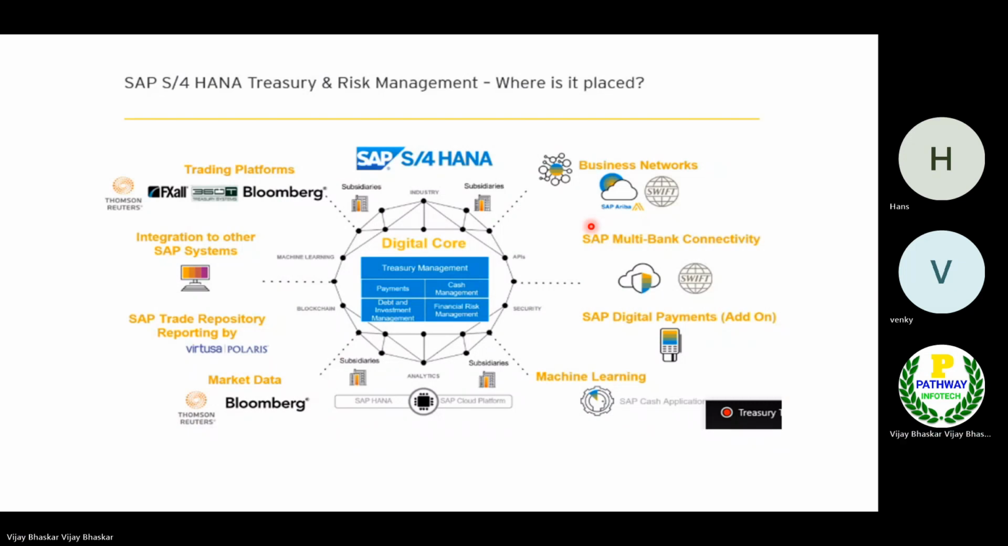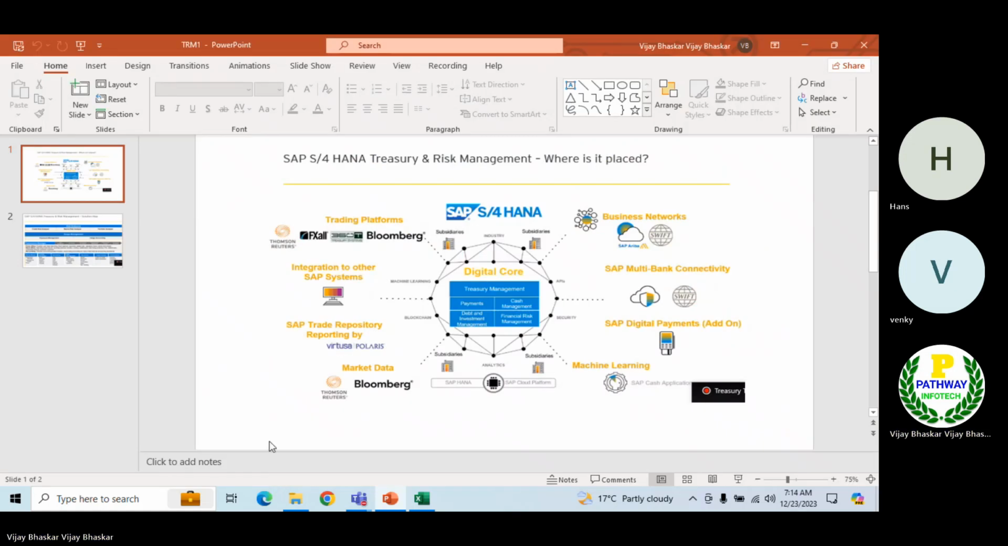Now, as we know, in finance we have the modules under finance: general ledger accounting, accounts payable, accounts receivable, fixed asset accounting. In controlling, we have cost center accounting, profit center accounting, and product costing. In a similar way, Treasury also consists of different sub-modules. So what are the sub-modules that Treasury consists of?